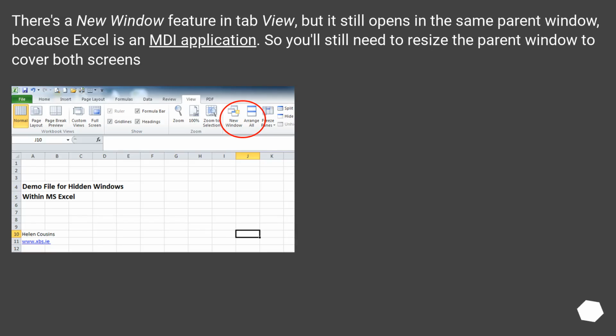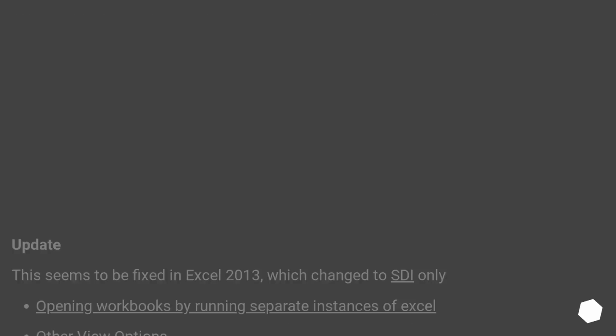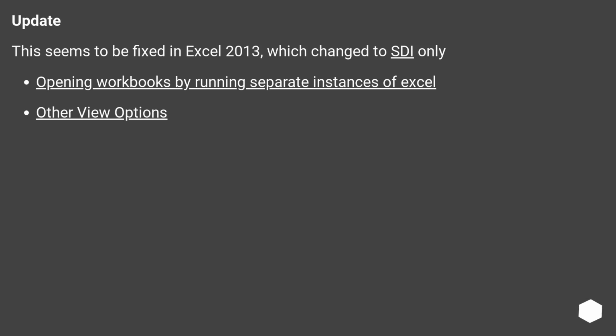There's a new window feature in Tab View, but it still opens in the same parent window, because Excel is an MDI application. So you'll still need to resize the parent window to cover both screens. Update. This seems to be fixed in Excel 2013, which changed to SDI only. Opening workbooks by running separate instances of Excel. Other view options.